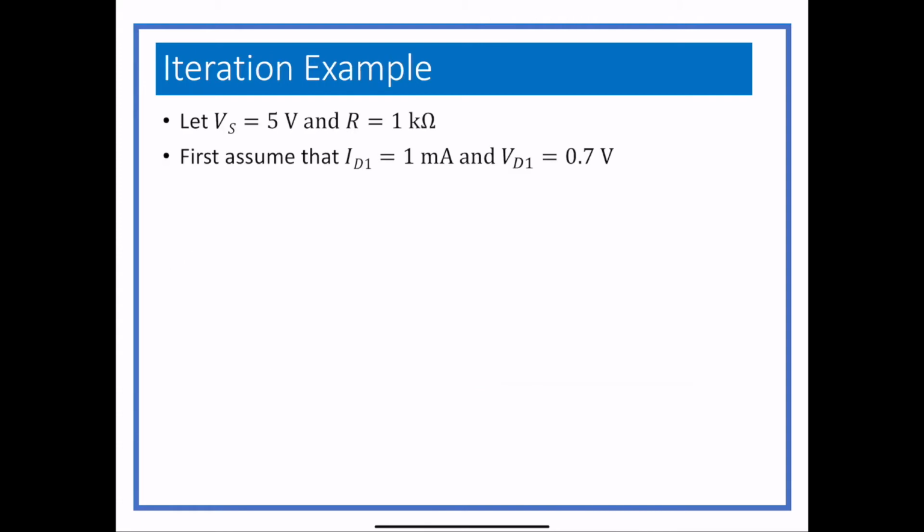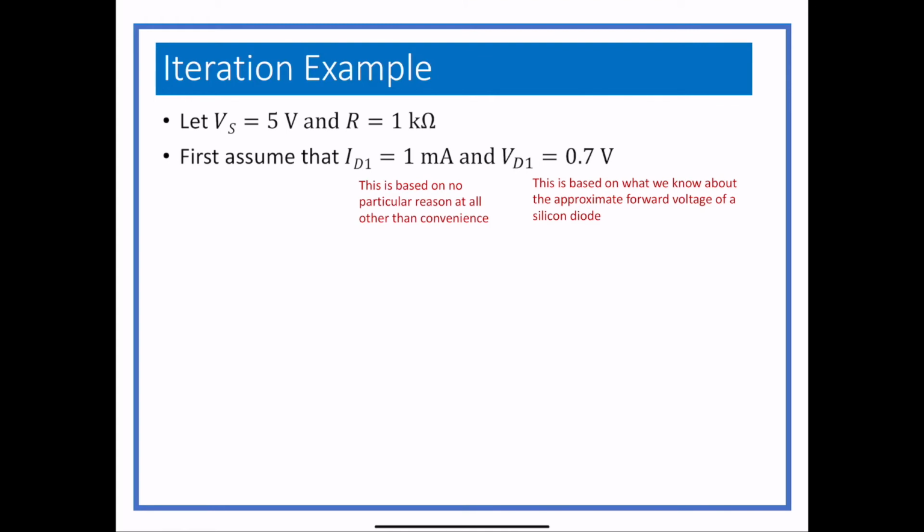So let's look at an example and use that. We have Vs is 5 volts and R is 1 kilo ohm. We're going to assume that the diode current is 1 milliamp and the diode voltage is 0.7 volts. We make the diode voltage assumption on what we know about the approximate forward voltage of a silicon diode. We make the ID1 assumption for no reason other than it's just a cool number and it's convenient. So that's why we're using that.